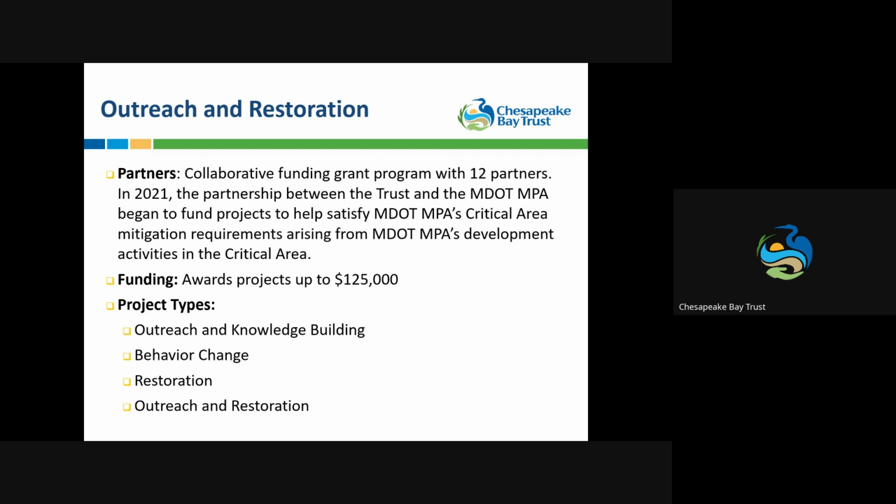Overall, the Outreach and Restoration Grant Program can award projects that are up to $125,000. The amount of funds that we receive through our partnership with MPA and the Critical Area Commission, the fee in lieu funds that we receive in this grant program, varies between the fiscal years depending on what type of development projects are occurring and what fees are incurred. And we provide the flexibility to change the funding amounts year to year.